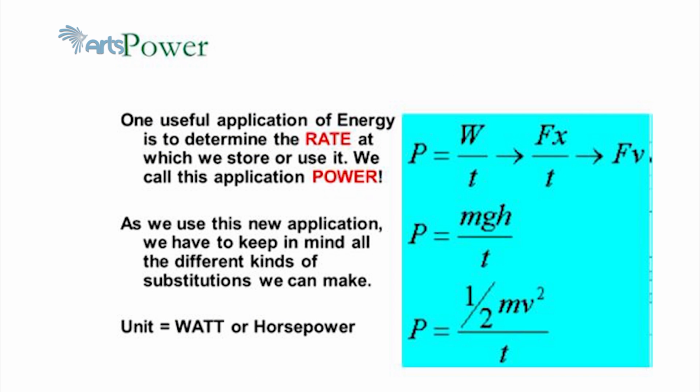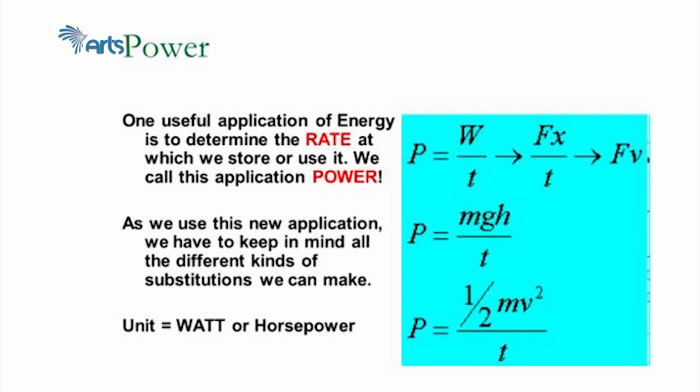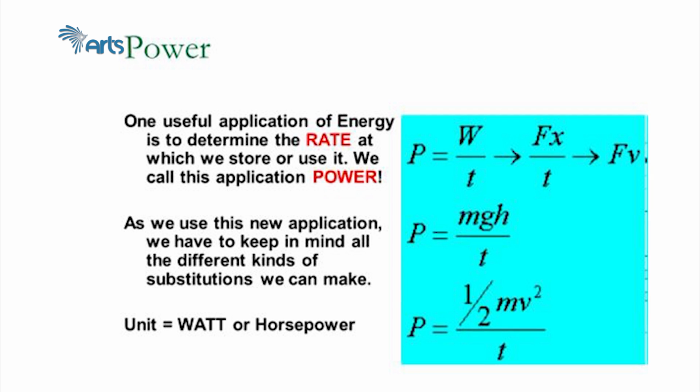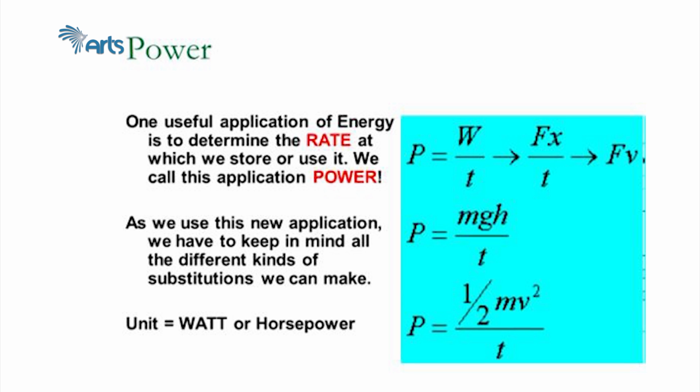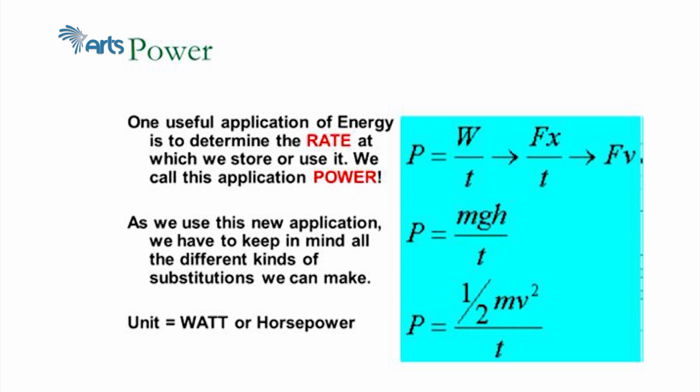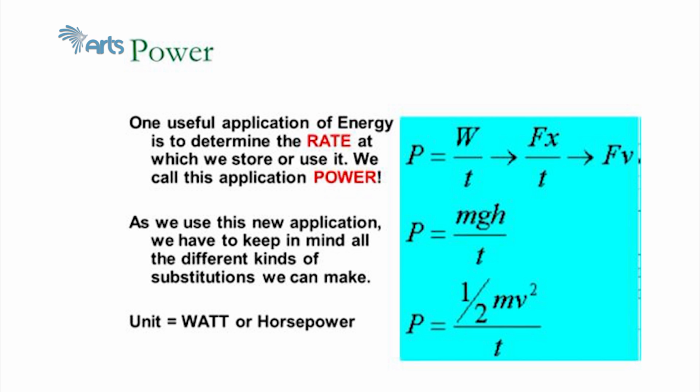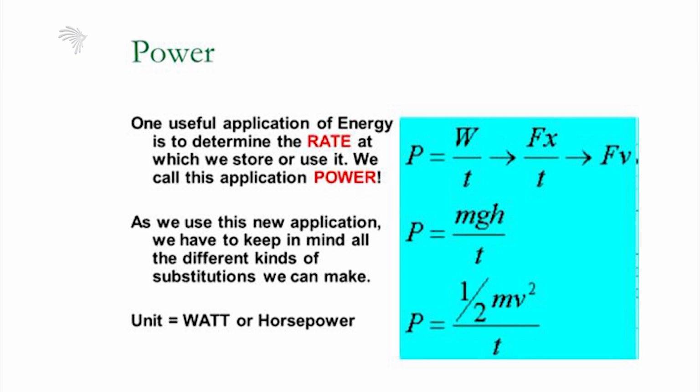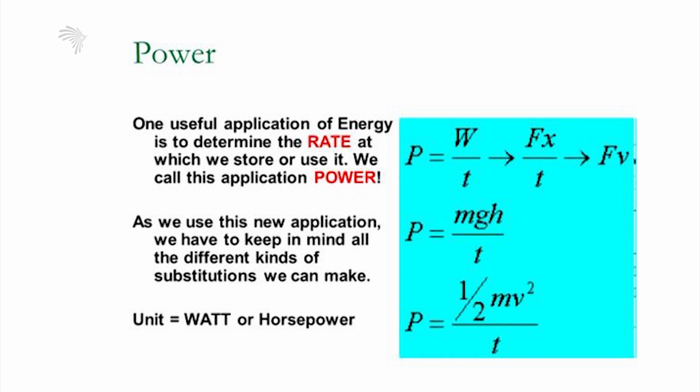The last point for our discussion today is power. One useful application of energy is to determine the rate at which we store or use it. We call this application power. Power is defined as the time rate of doing work, which is work done divided by time. But work done is force times displacement, divided by time. Displacement over time is speed, or average velocity. So average power is calculated by the dot product of force and average velocity. To find the instantaneous power, you calculate force times instantaneous velocity.